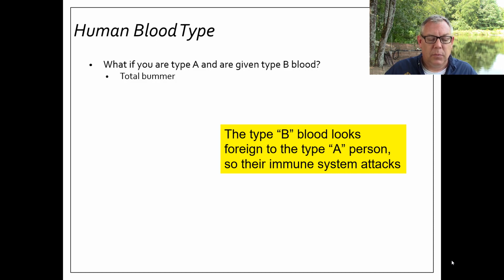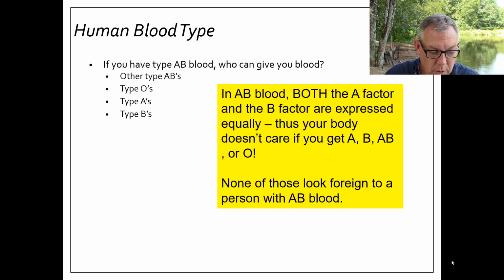And so, again, what if you're type A and you're given type B blood? That's a bummer, right? The type B blood has a foreign protein on it, a foreign glycoprotein, and the type A person's immune system will recognize that and attack it.